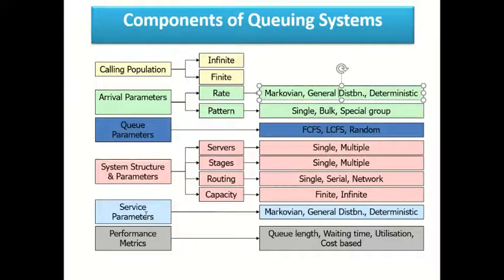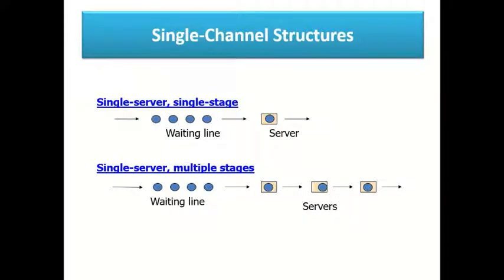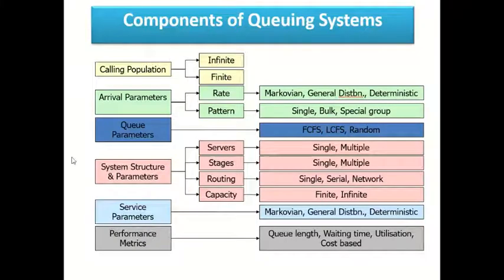Then there are some service parameters also, which are represented through prominent statistical distributions like Markovian, general, and deterministic distributions. Then the queuing model performance is often measured in terms of various performance metrics such as the queue length, the waiting time, the utilization rate of servers, and the cost. We'll see more of it in a subsequent slide. To consider first, when we talk about the system structure, it basically refers to the manner in which the resources are organized in the operating system.